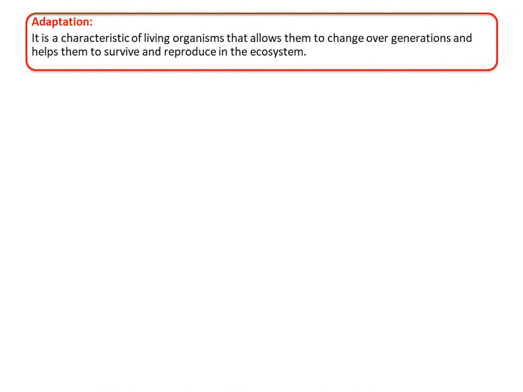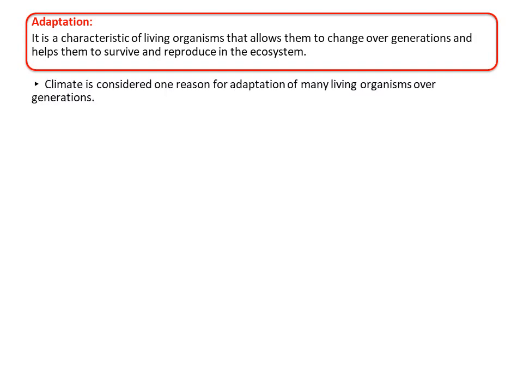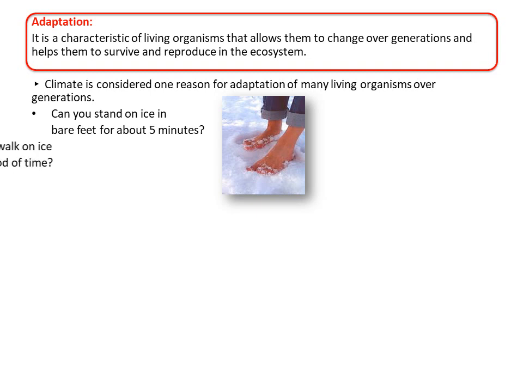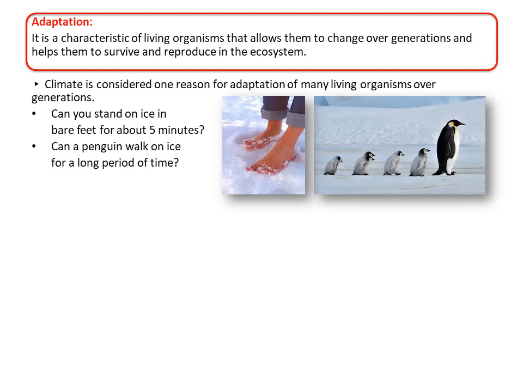So adaptation is simply a characteristic of living organisms that allows them to change over generations and helps them to survive and reproduce in the ecosystem. Climate is considered one reason for adaptation, like the penguins, as we said. Can you stand on ice in bare feet for about 5 minutes? Can a penguin walk on ice for a long period of time? Yes. So why? Of course they have a sort of adaptation that allows them to do so.